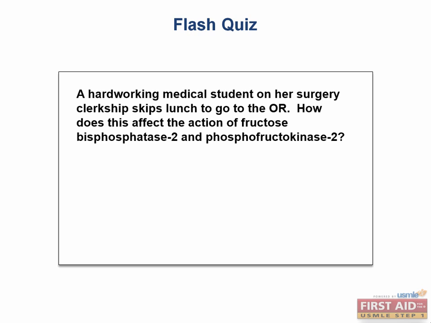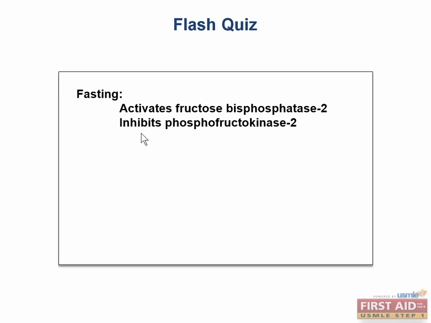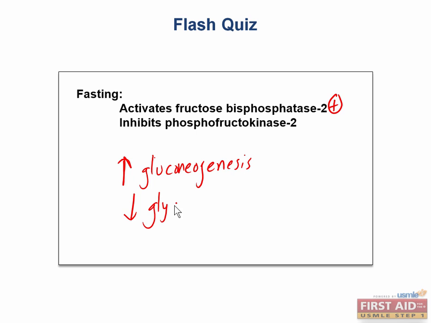So let's do a flash quiz. A hard-working medical student on her surgery clerkship is going to skip her lunch to go to the operating room. She is a gunner. How does this affect the action of fructose bisphosphatase 2 and phosphofructokinase 2 enzymes? So she's fasting. In the fasting state, increased glucagon levels are going to increase cyclic AMP levels and activate our protein kinase A activity, which is going to phosphorylate our fructose bisphosphatase 2 enzyme, ultimately activating it. So it's going to activate this enzyme and at the same time inhibit the phosphofructokinase 2 direction. So we're going to increase our gluconeogenesis, and at the same time we're going to decrease our glycolysis in the fasting state.